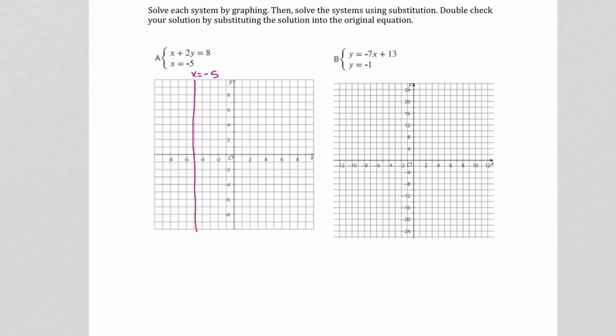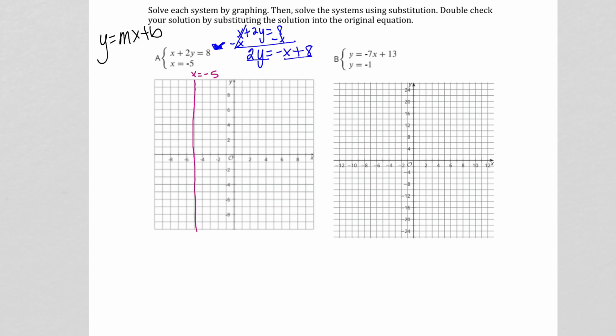Our next line, we need to solve this for slope-intercept form. So we're going to do x plus 2y equals 8. We're going to move the x. A reminder of what slope-intercept form is: y equals mx plus b. So we want the y to be isolated. We're going to take away the x on both sides, so we're going to move it to the other side by subtracting. So we're going to get 2y equals -x plus 8.